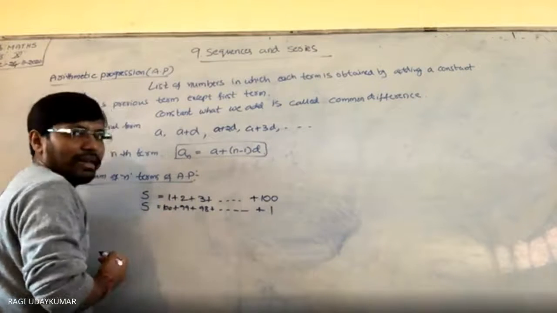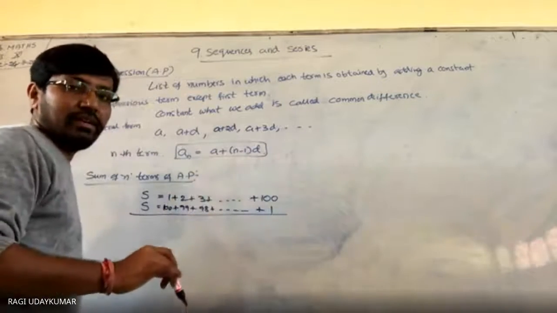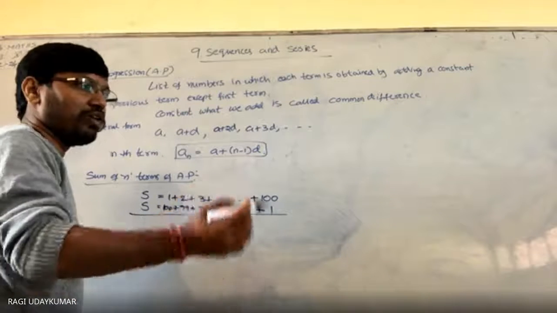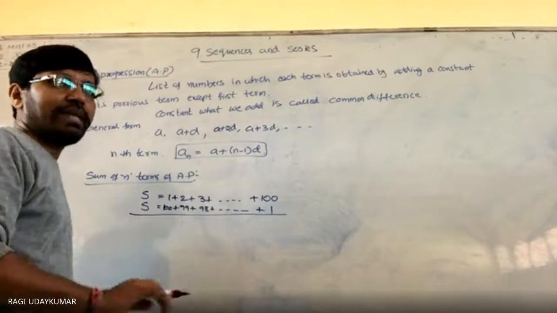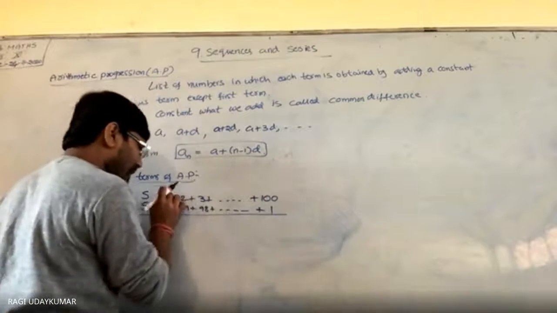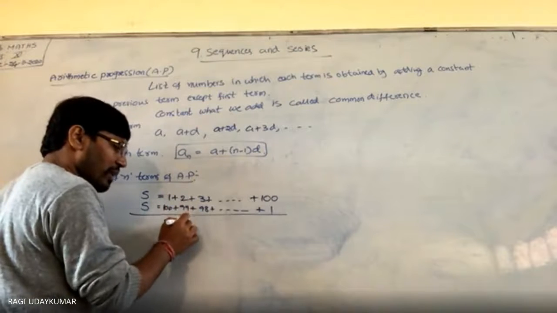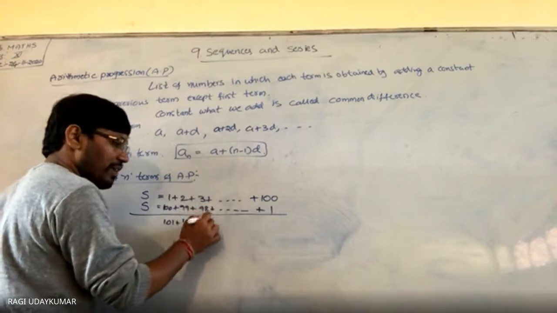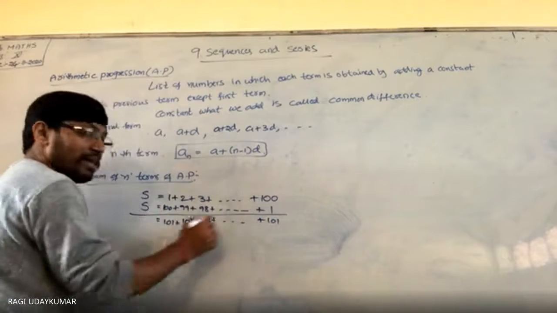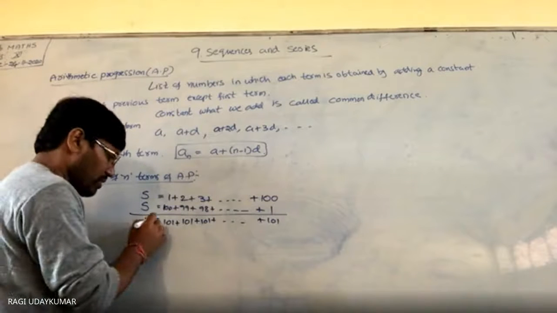Add these two. If you add this, the required sum will be doubled, because we are adding two times: once 1 to 100, and the second time 100 to 1. But he did not add it like this. He added 1 and 100, so that is 101. 2 and 99 added is 101. This is also 101, and so on. At last, 101. So this is the double of the sum.